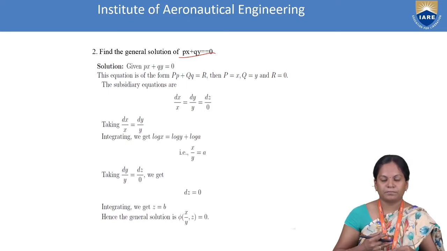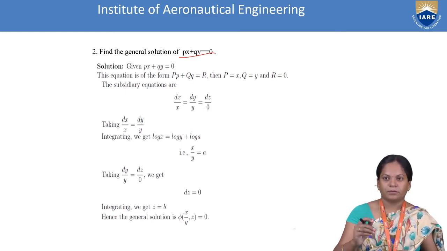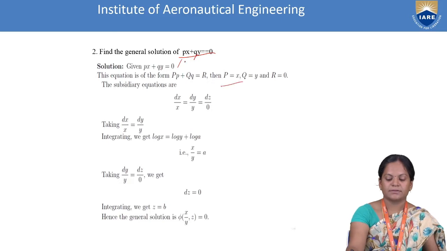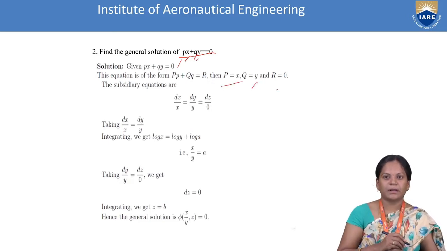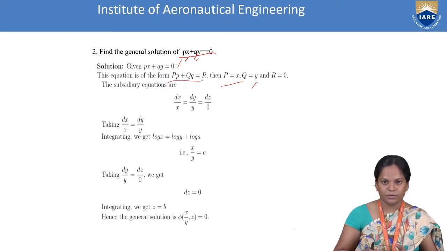Now what is small p, capital P, capital Q and capital R? Those terms first of all we have to write. What is small p? Dou z by dou x, and the small q is nothing but dou z by dou y. Capital P is x and the capital Q is y. And what about capital R here? Capital R is here 0. First of all, take the given equation of the form Pp plus Qq equal to R. Then take capital P, Q, R values.